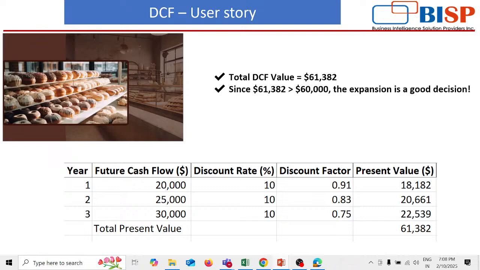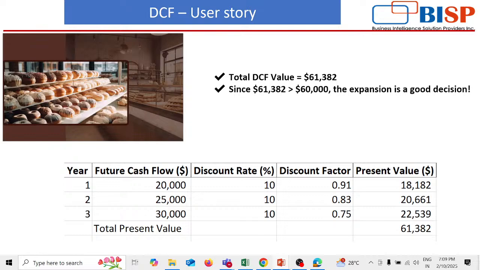Now the basic point over here is that money in the future is worth less than today. So we will discount those future profits using a rate, let's suppose 10%. So we get the discount factor, and with the help of this we'll find the present value of these future estimated profits. When we add up all the 3 years' present values, we get 61,382. So the total discounted cash flow value over here is $61,382.